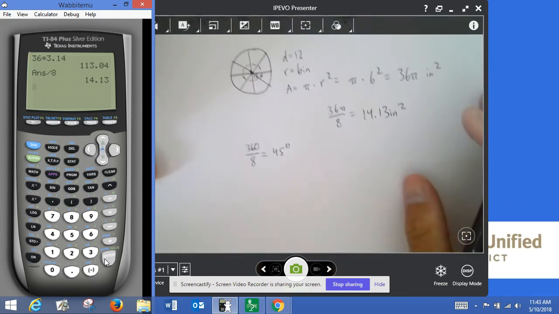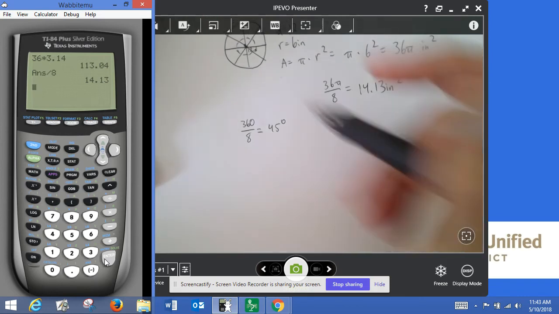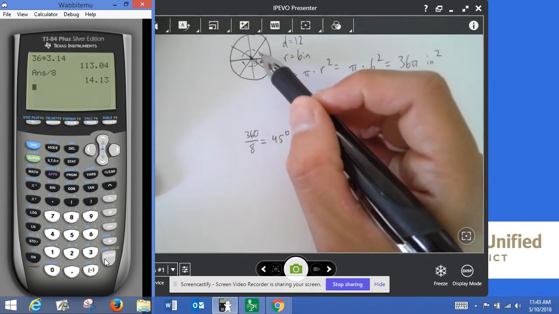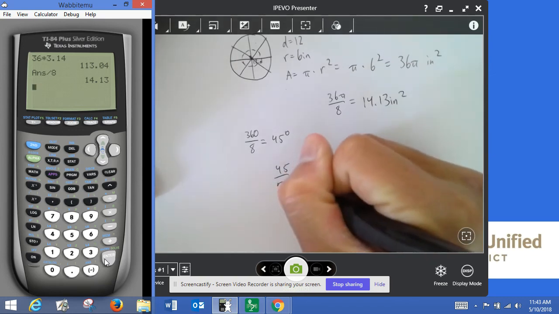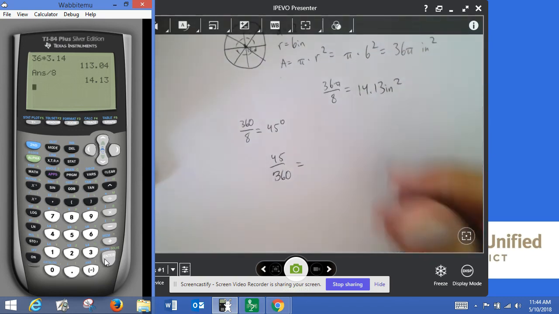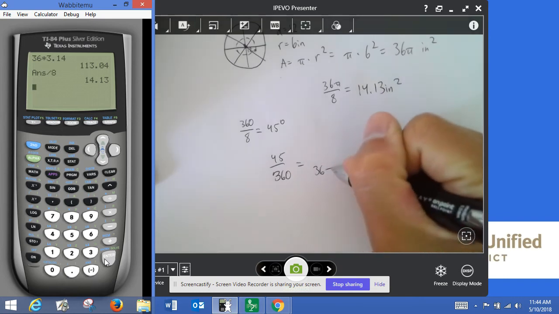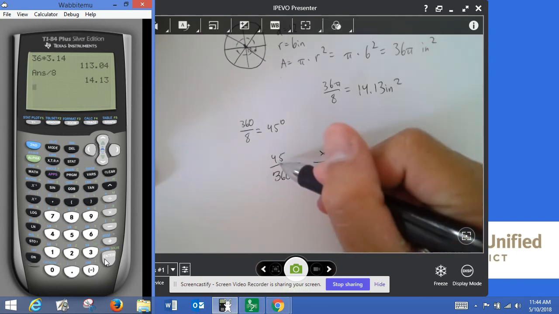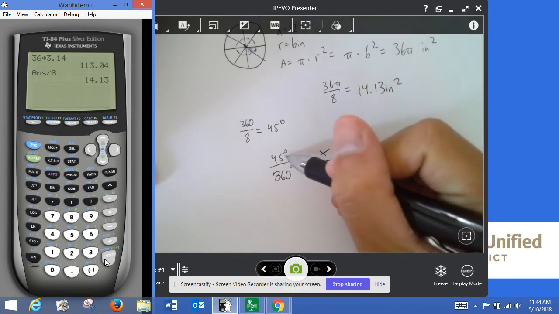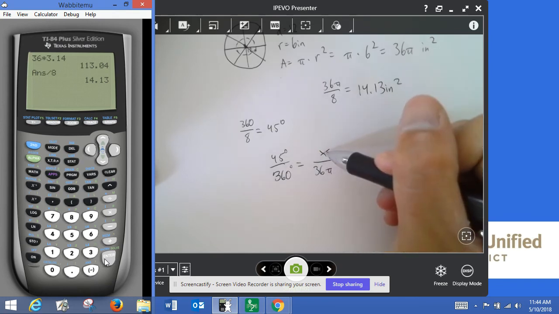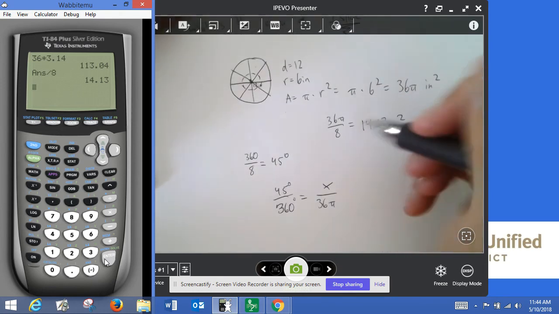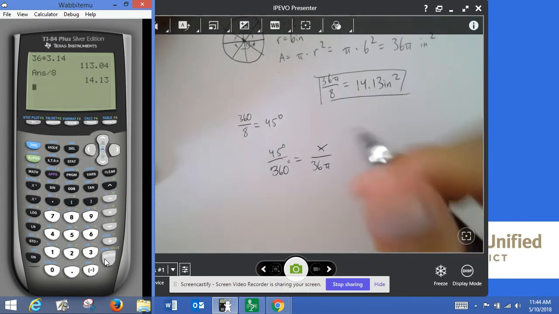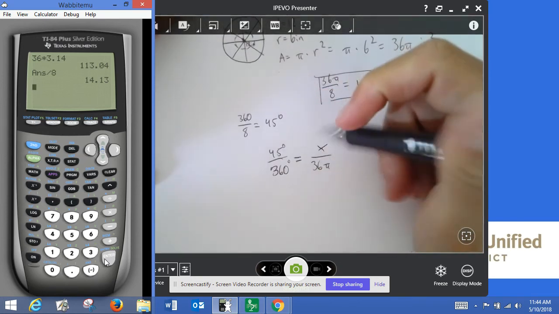And then you would set this up as a proportion. Since you know that each of these is 45 degrees, you do 45 over 360, and then set that equal to the area of the slice over the total area, which is 36 pi. So it's 2 ratios, and you don't know one of them. This represents in degrees how big the slice is, and how much that is equivalent to in terms of area. So this acts as a check to see if you did your work right, but this method is actually very useful in different contexts.